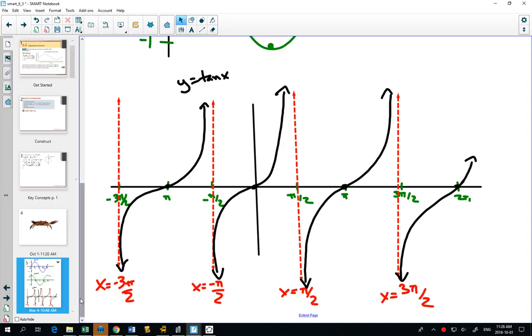If you wanted to add another point on here, you could add, you know that tan of pi over 4 is 1. You do now. You knew that all along.